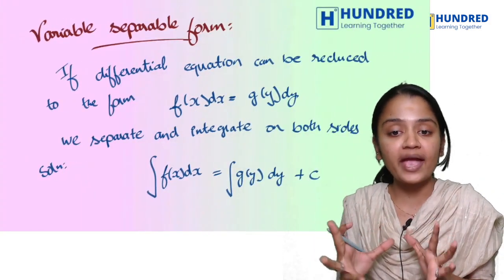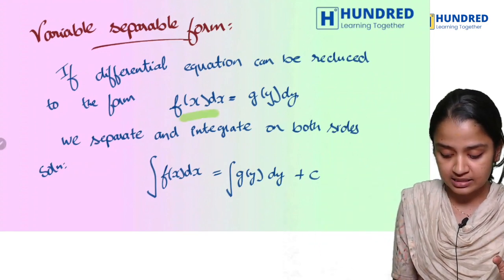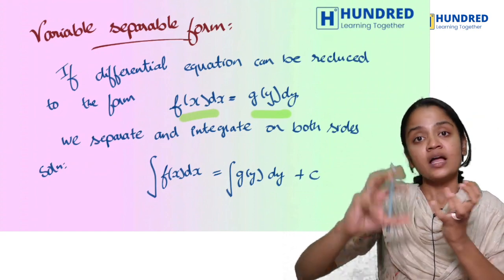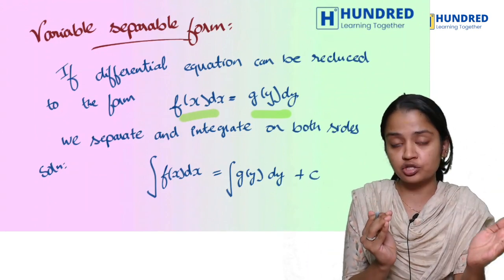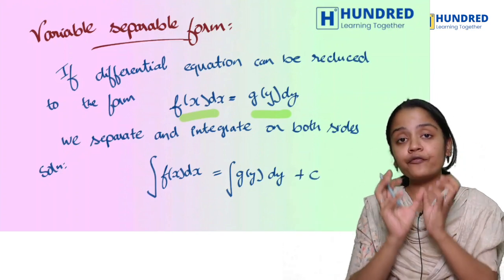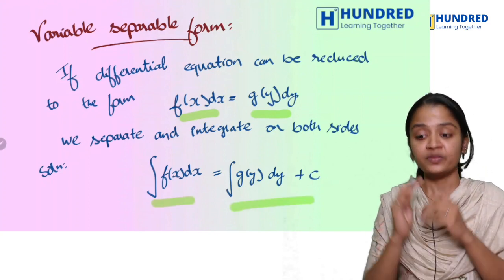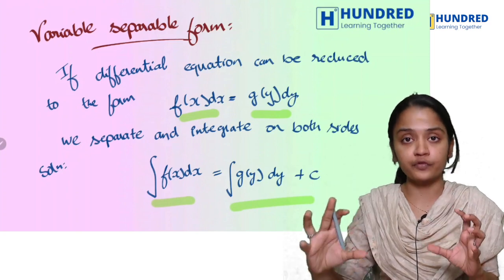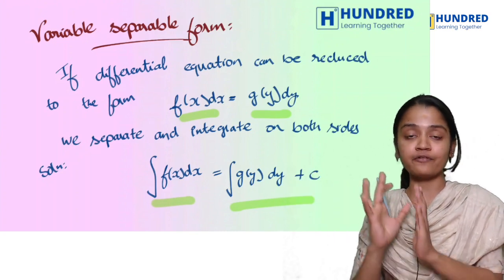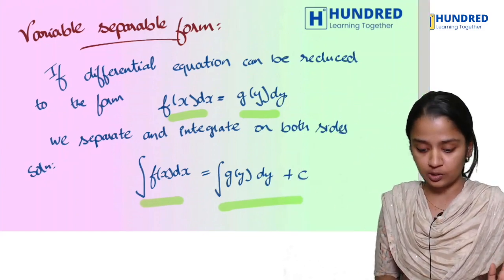Now let's go to the variable separable form. A differential equation is variable separable if you are able to separate your x function to one side and your y function to the other side. After separating, to find the solution you are supposed to integrate it. These are the types of differential equations I am going to tell you, and how to solve the corresponding types and find the answers, because that is what is there in the formula section of differential equations.